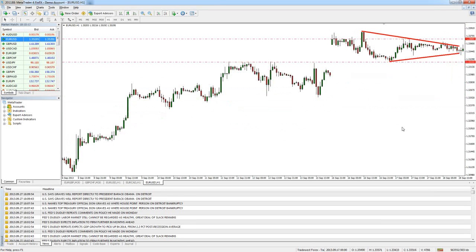So if you're a range trader, you don't want to be selling at the top of the range. You would only want to be buying at the bottom of the range. Okay, so that's a little tip for range traders: don't try to trade both sides. I can go back, and here's another range right here. You don't want to be trying to sell at the top and buy at the bottom.